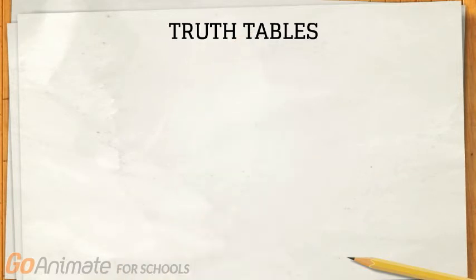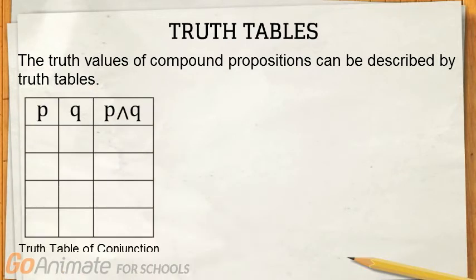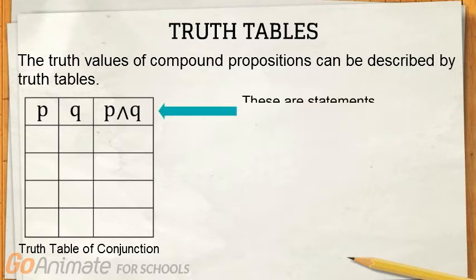Let's move on to the next subtopic, the truth tables. The truth values of compound propositions can be described by truth tables. Here is an example of the truth table of conjunction for two propositions, which are P and Q. These are statements. The symbolic form stands for P and Q.